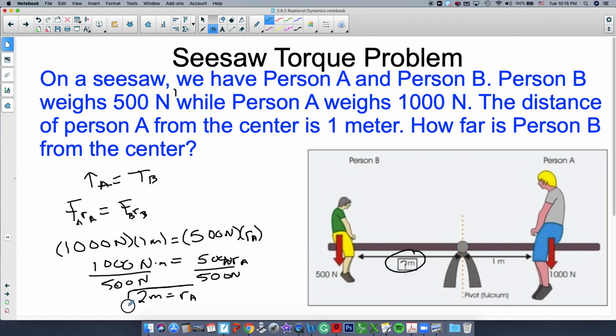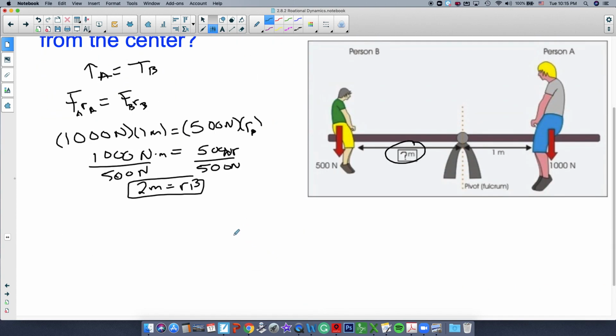So the radius of person, not A, that's the radius of person B. That should be B, not A, but we get the general idea here. Person B down there, so he's 2 meters. So that makes sense, right? So that's how those problems work.